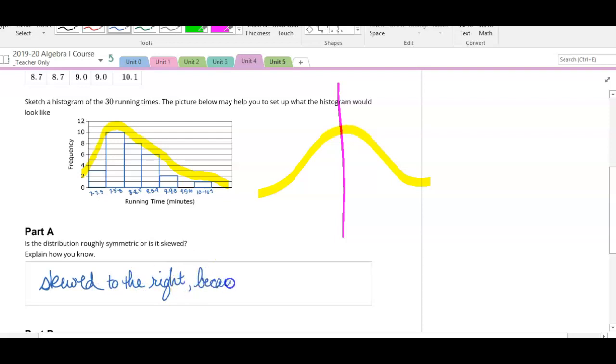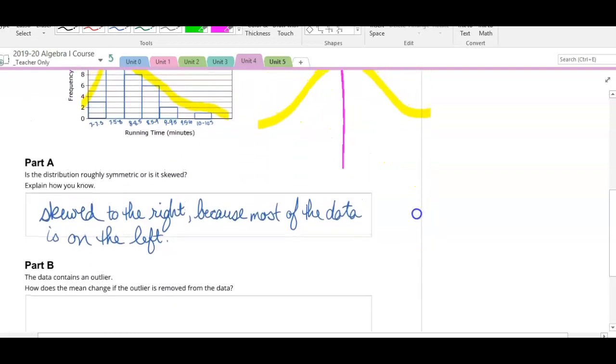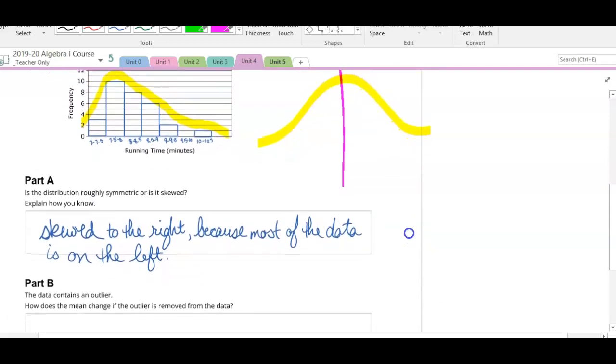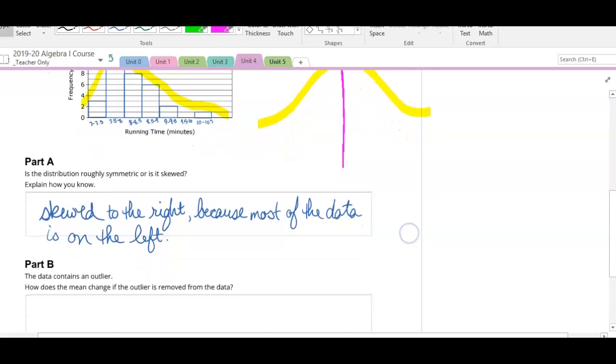Because most of the data is on the left. Now, the outlier is the number that kind of doesn't belong. It's not like the other numbers. Kind of like this number right here.